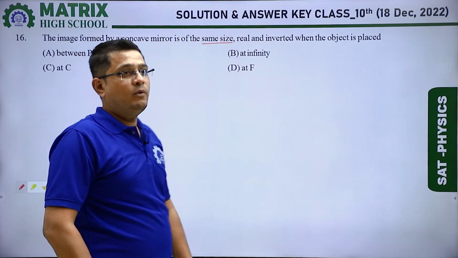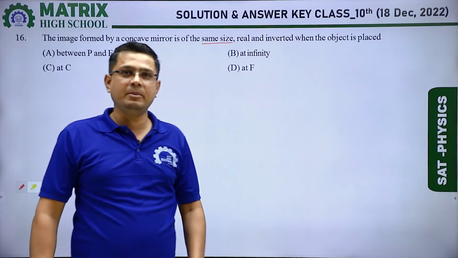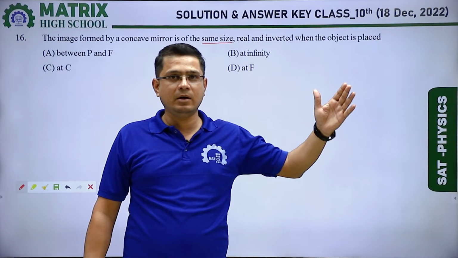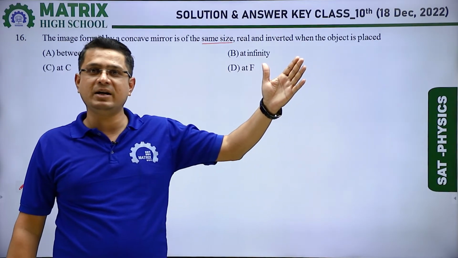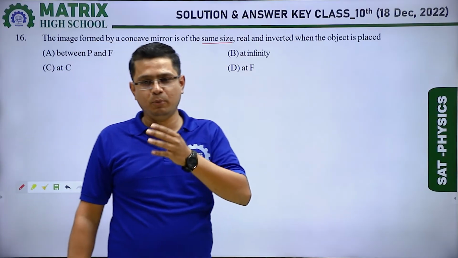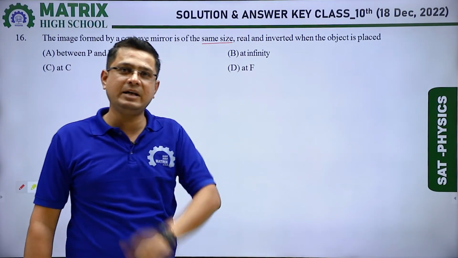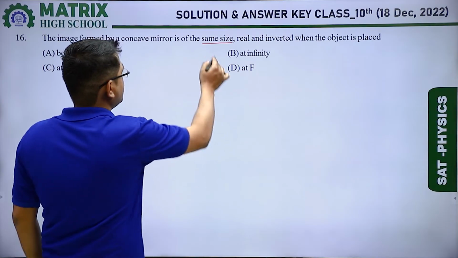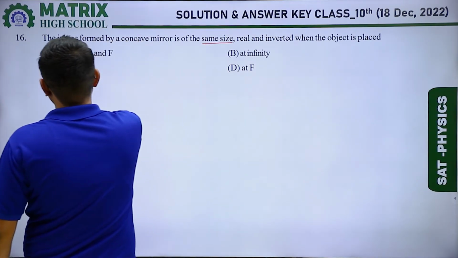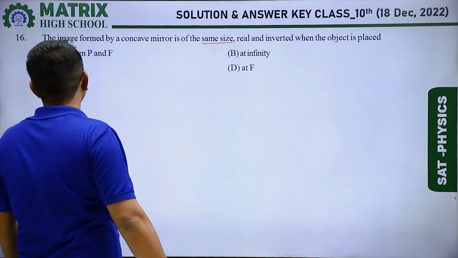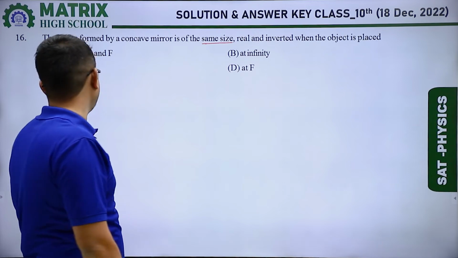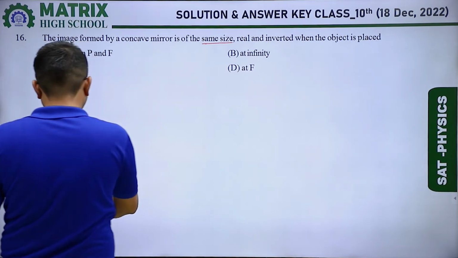We know that when the object is placed at infinity, the image is formed at F and the size is small. Okay, and when we move the object toward the concave mirror, the position of the image moves in the opposite direction, and the size of the image becomes equal to the size of the object when it is placed at the center of curvature. That means the correct answer will be C. In that case, the image will be of same size, real and inverted. So the correct answer is option C.